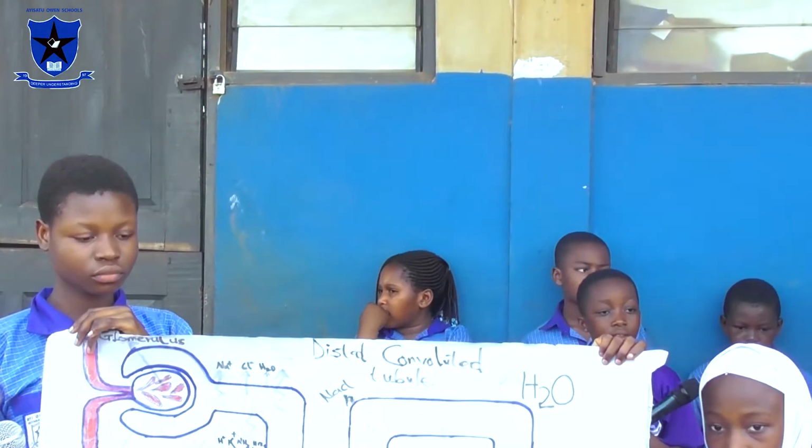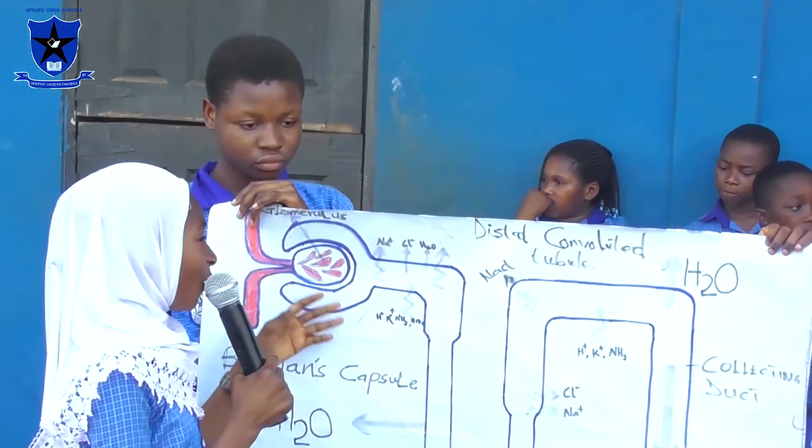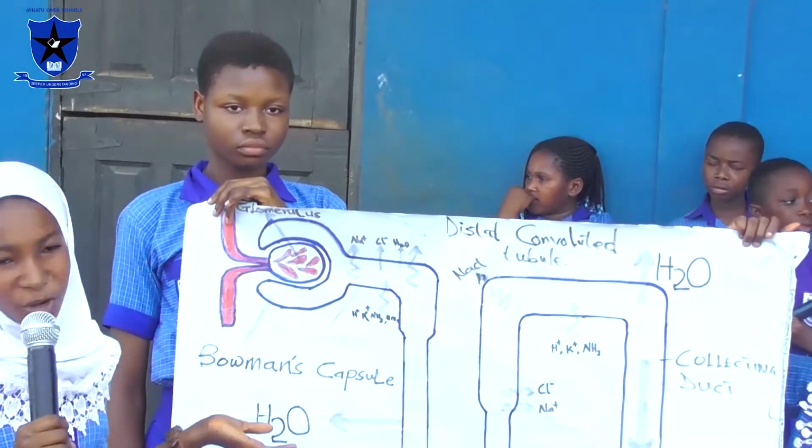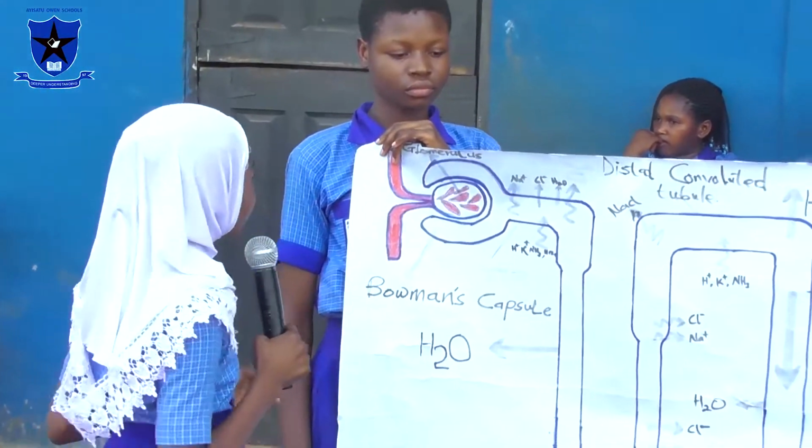Form as urine. Blood pressure causes filtration through the glomerular capsular membrane.